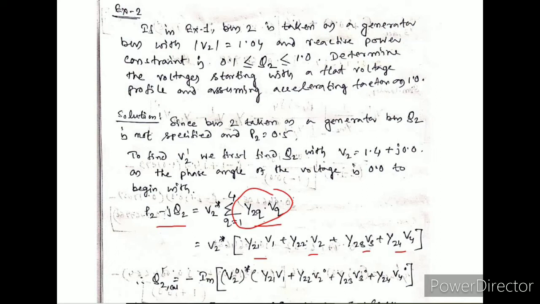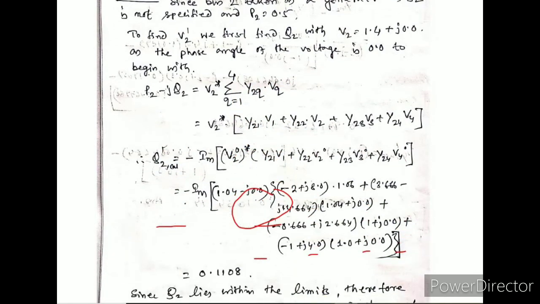So if we put all the values here, we will get the actual Q2 value, that means we will be able to find out the reactive power value. See how we are getting this. Q2 calculated to the power 1 is equal to minus of the imaginary part of this value, multiplied with V2 to the power 0. Actually it is V2 to the power 0, because this 0 is nothing but the previous value, that means whatever value is given in the numerical, that is V2 conjugate multiplied with Y21 into V1.